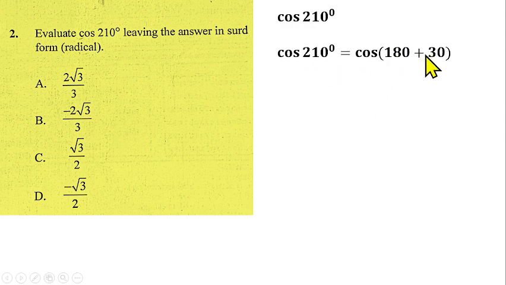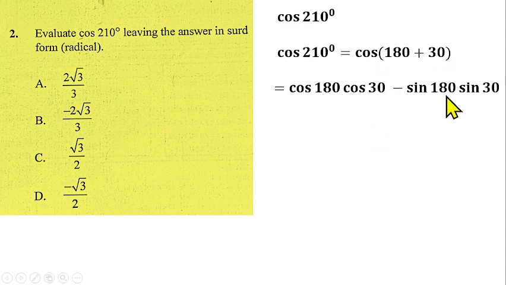So cos(180 + 30) gives us cos 210. Now, according to the trigonometric ratio of compound angles, if you simplify, this will give us cos 180 cos 30 minus sin 180 sin 30. So that should give what you're having on the screen right now, using the compound angle of a trigonometric ratio.